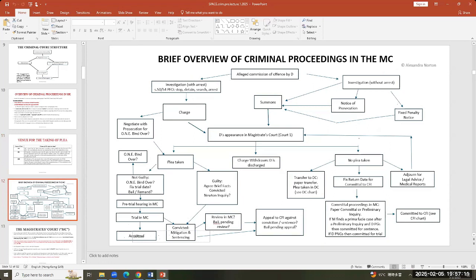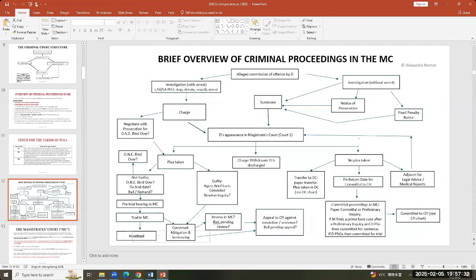So let's start with the magistrate's court, okay? This looks like a very complicated flow chart, but as we work through the course, you'll see that it's really not. So we start off with the various different ways in which a defendant can be brought before the court. How can proceedings be commenced?